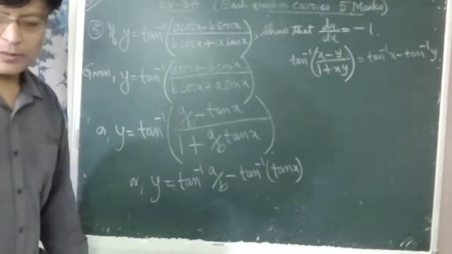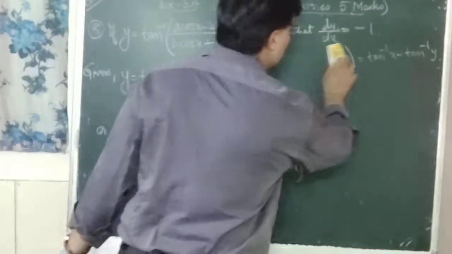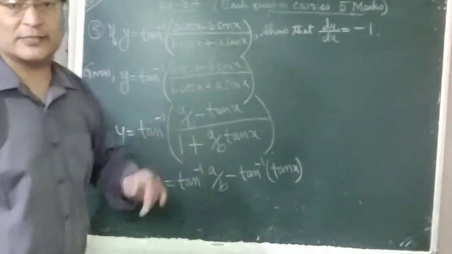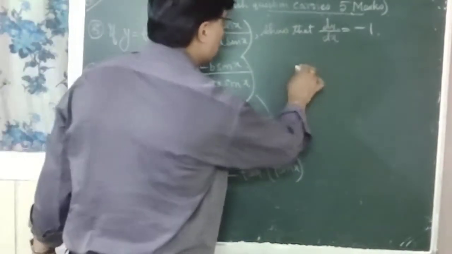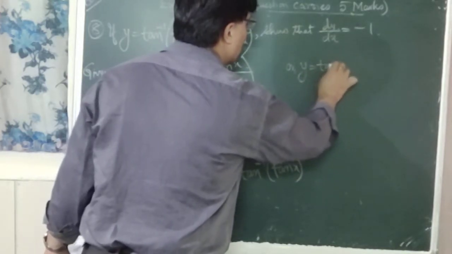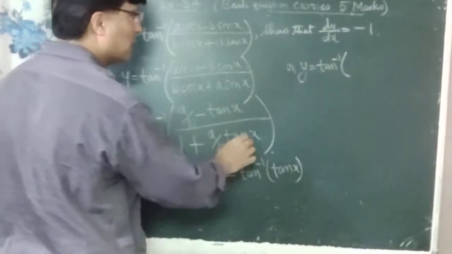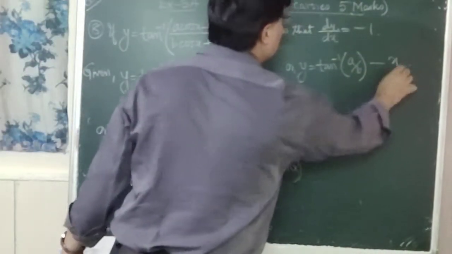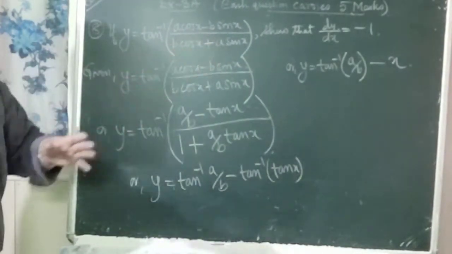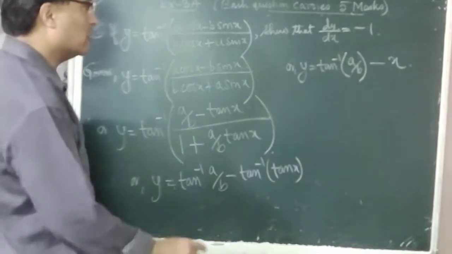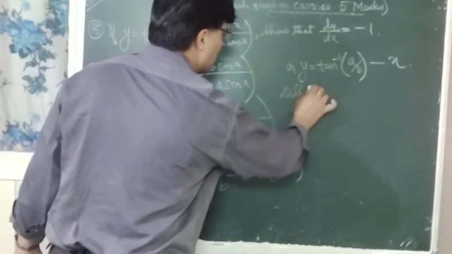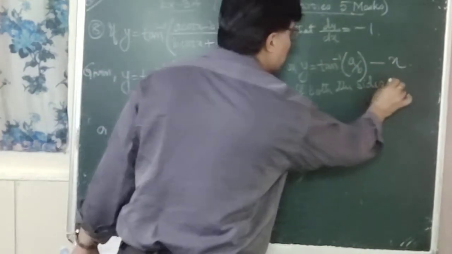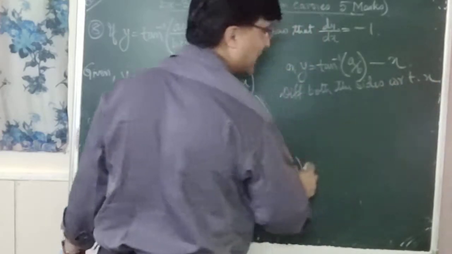Okay. Now you can differentiate both the sides with respect to x. Now you can easily differentiate it, isn't it? But you can simplify tan inverse tan x. What is tan inverse tan x? That is x. So y is equal to tan inverse within bracket a by b, right? Then minus, what is tan inverse tan x? This is by formula from inverse circular function, so it is x only, right? So write down, differentiating both the sides with respect to x, right?